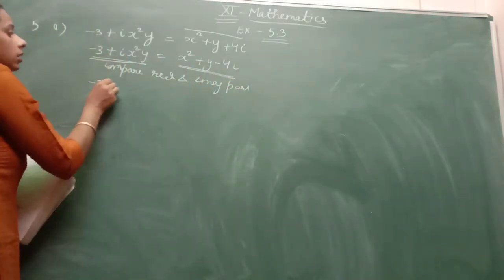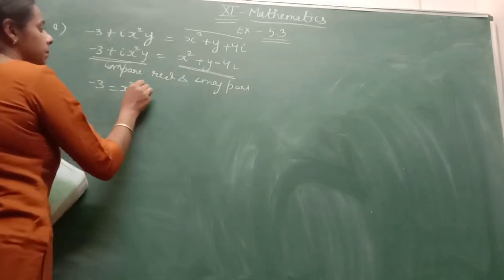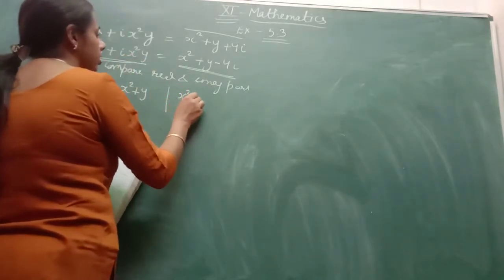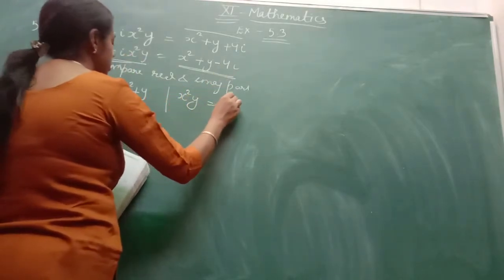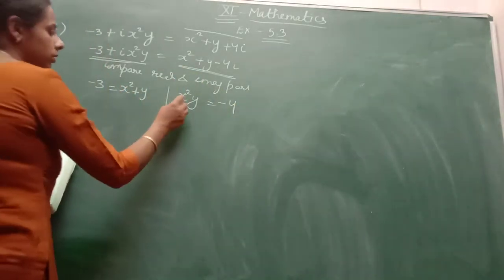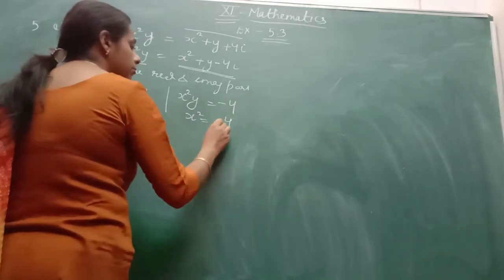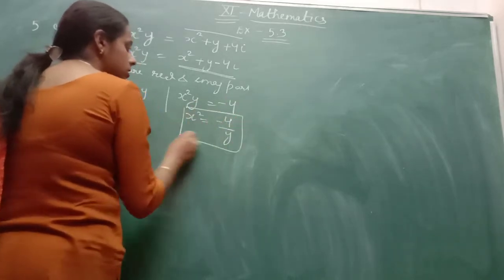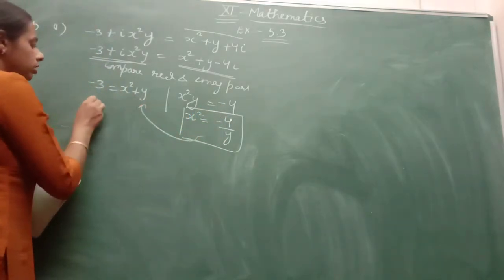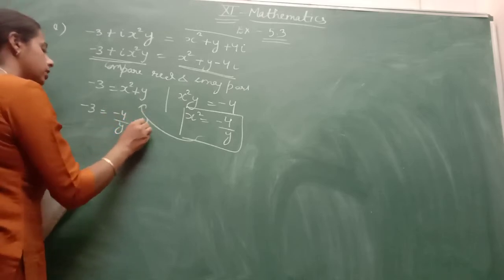That is minus 3, and the real part of the right hand side is x square plus y, and on the other side the imaginary part is x square y, and here it is minus 4. Okay, solve it by putting the value. Get the value of x square from here, that is minus 4 by y. Since we are getting the value of x square from this equation and put it here, so that you can get the value of y, that is minus 4 by y plus y.